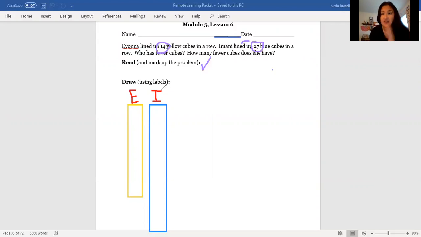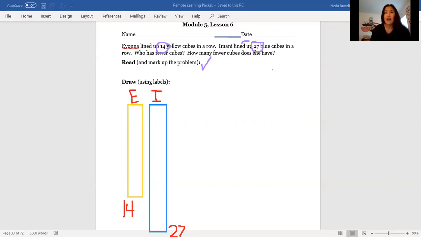Ooh, scholars, Miss Javity forgot something. What did I forget on our picture? Tap your nose if you know. Tap your head if you know. Raise your hand if you know. That's right, I forgot my labels. Let's add them now. Iana has 14 cubes. Draw it right there. And Imani has 27. Okay, let's keep going. So, how many fewer cubes does Iana have?